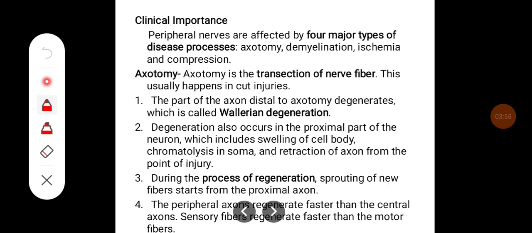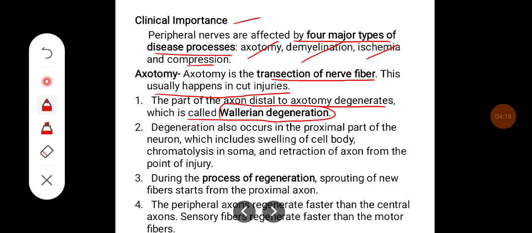The clinical importance of peripheral nerve fibers. Peripheral nerves are affected by four major types of disease process: axotomy, demyelination, ischemia, and compression. Axotomy is the transection of the nerve fiber. This usually happens in cut injuries. The part of the axon distal to the axotomy degenerates, which is called Wallerian degeneration. The degeneration also occurs in the proximal part of the neuron, which includes swelling of the cell body, chromatolysis in the soma, and retraction of the axon from the point of injury.